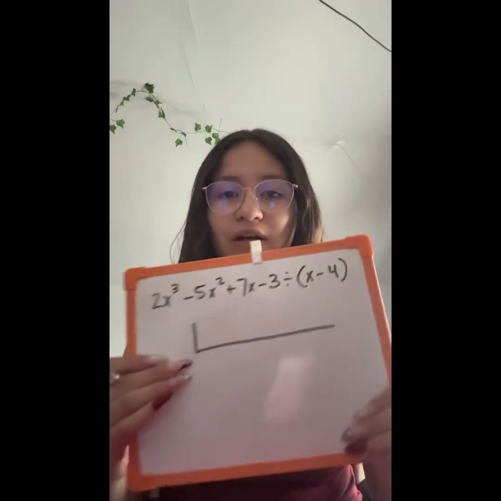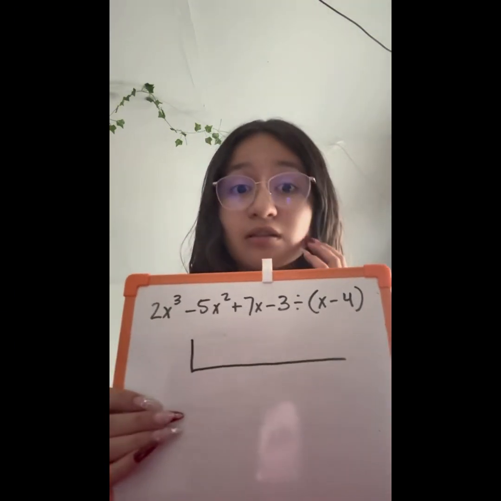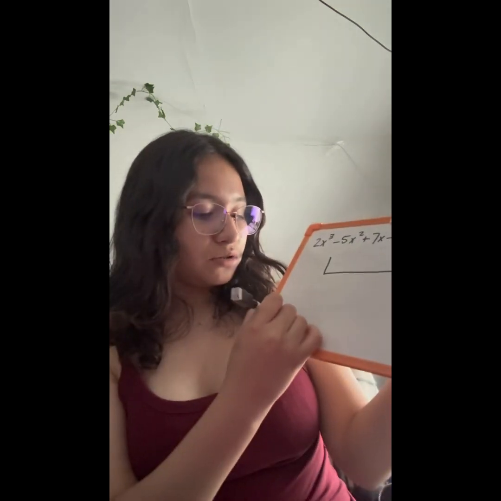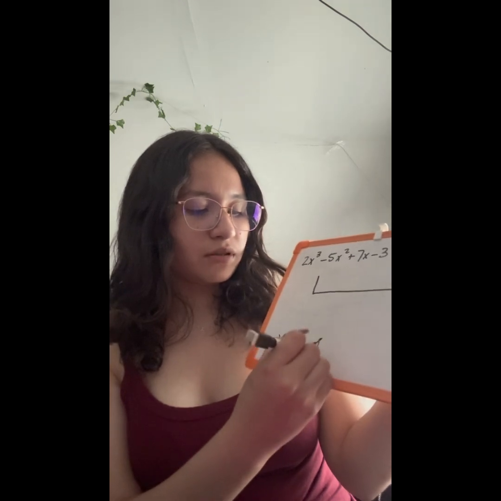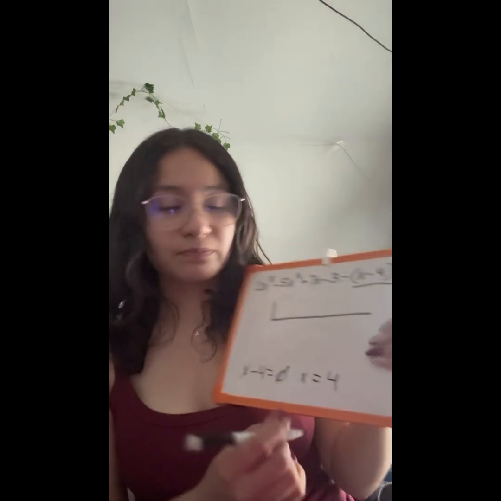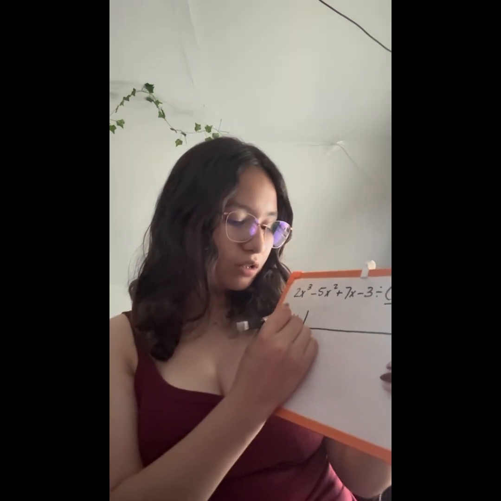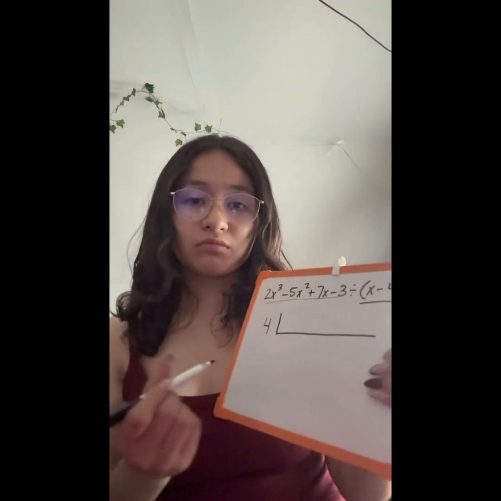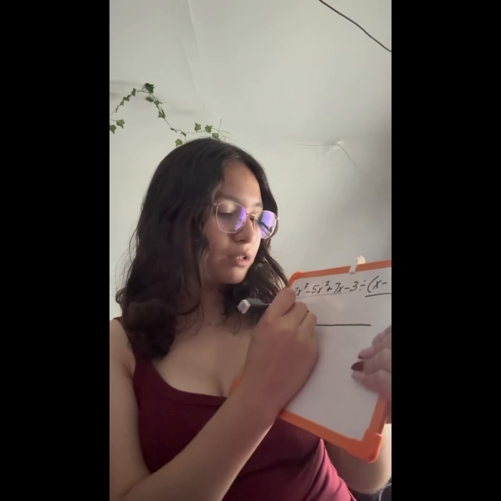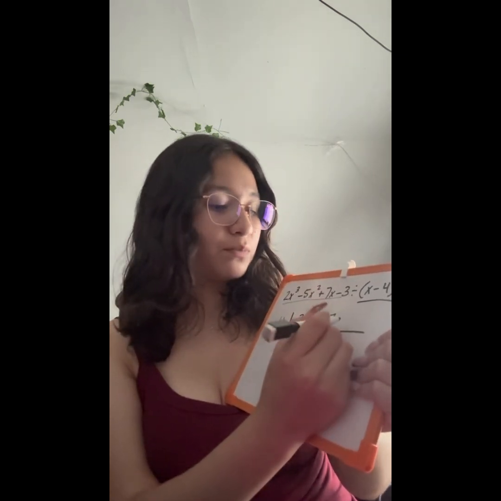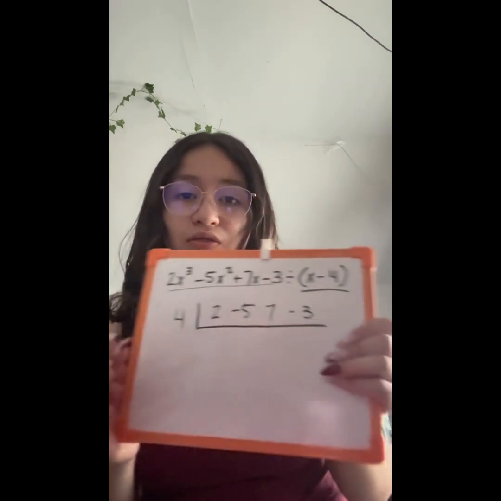To find the number for the outside of the division, take the x minus 4 and set it to 0. X minus 4 equals 0, which makes x equal 4. So put that 4 on the outside, and you take the coefficients from your polynomial and put them on the inside, which would be 2, -5, 7, and -3.